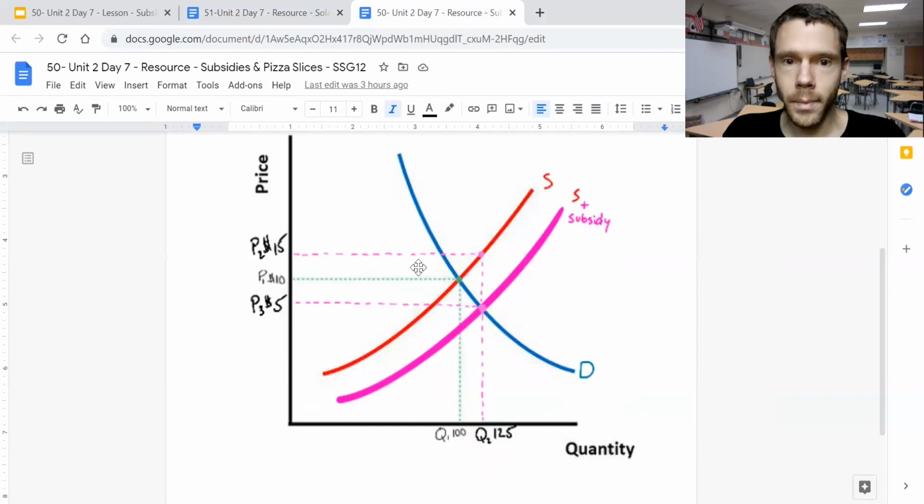And we see that the demand curve did not necessarily shift. But we do notice that when the subsidy was put into place, we have more quantity of goods being demanded, right? 125 as opposed to 100. And we see that the price point is lower now at equilibrium. Instead of being $10, the new equilibrium price is $5. And that's the direct consequence of the subsidy.